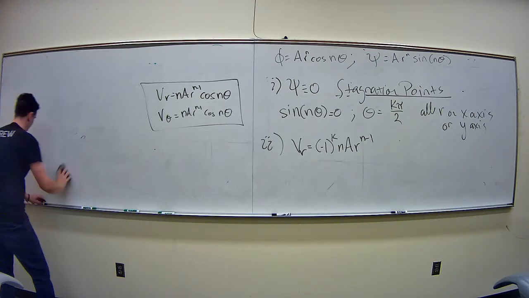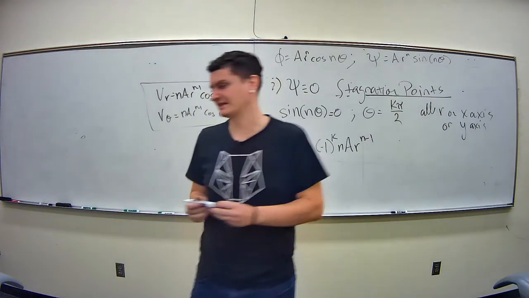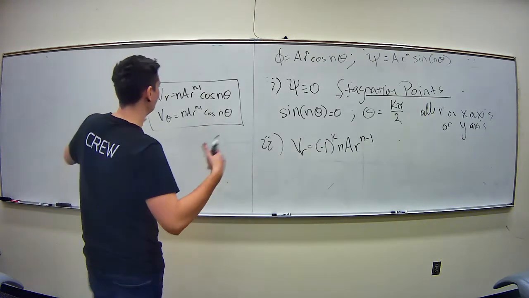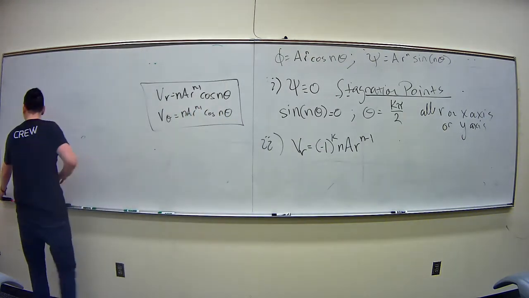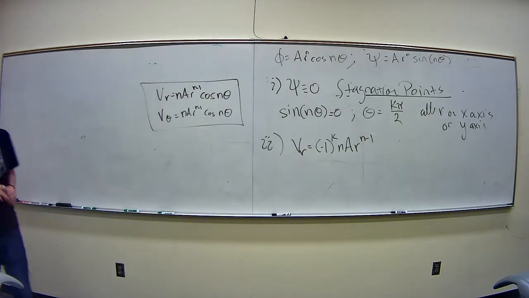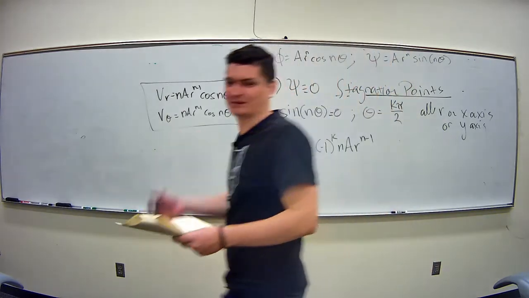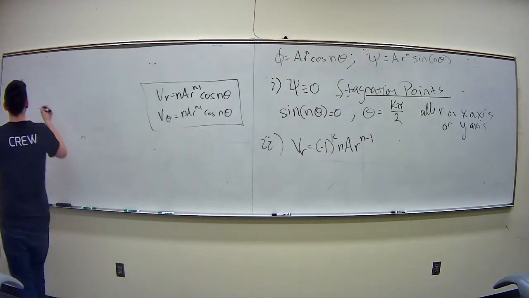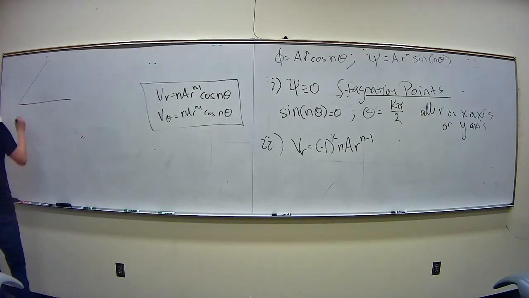So what does this look like? Again, I highly encourage you to start plotting these things in Desmos or something, because you can get a feel that way for how the flow's going. You certainly can't get it any other way. I already said the flow's complex and I have a complex potential. But you can see then, what does this look like? Here's the situation you have.